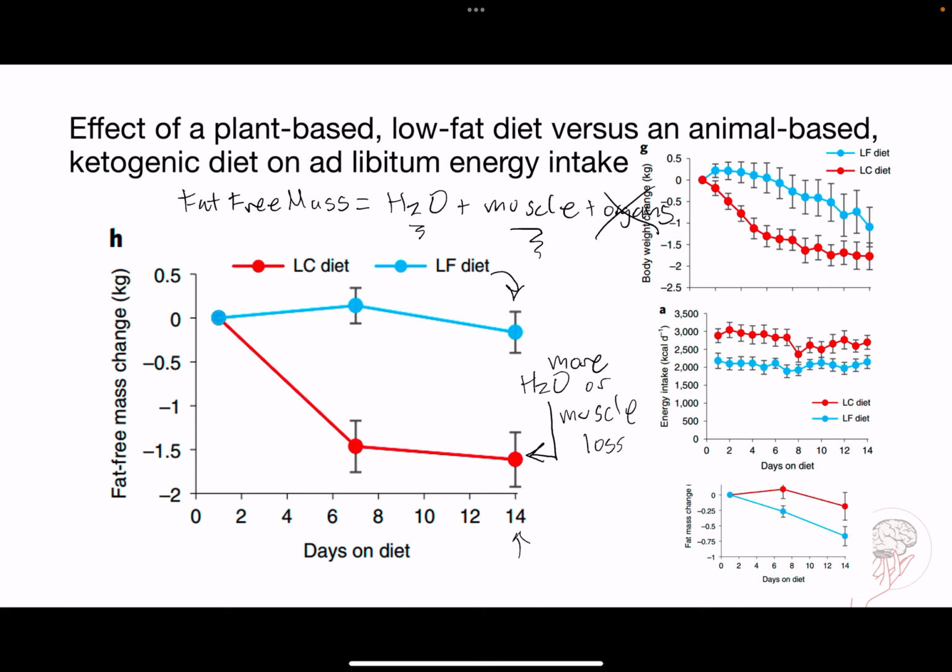So based on these two studies, you should be thinking to yourself, okay, a low carbohydrate diet, you might lose weight faster, and you might even lose more body weight, although that was different between studies. But what you're losing on a low carbohydrate diet is fat-free mass, not fat mass. That's usually not our goal. We want to lose fat mass. We don't want to lose body weight because we're losing muscle.